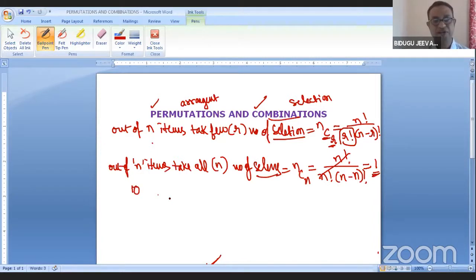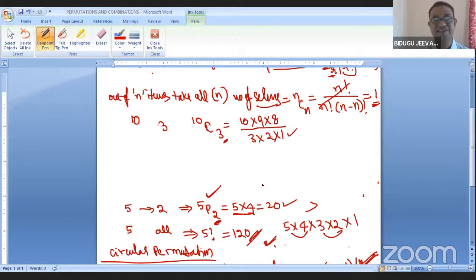For example, 10 people are there. I want to select, not arrange. Select 3. So the rule is 10C3. How to write this? I'll write 10 into 9 into 8 upon 3 into 2 into 1. Denominator also we have to write. In the previous case, we had not written the denominator. Is it right? So out of 10 people, if I want to take all, your answer is 1. Why? Because only 1. Any number of people, like 100 people, I want to select all of them. How many selections? Only 1. What is the meaning of this?